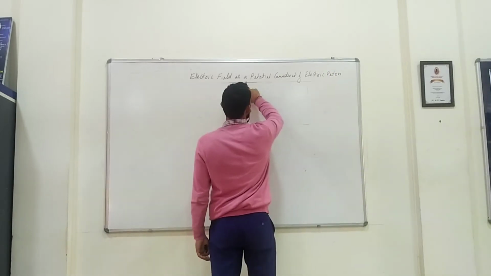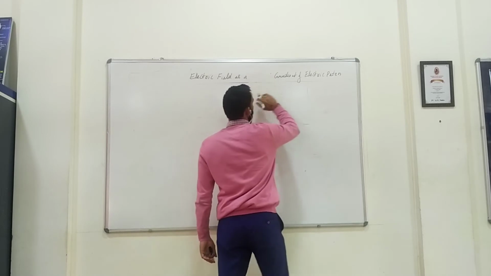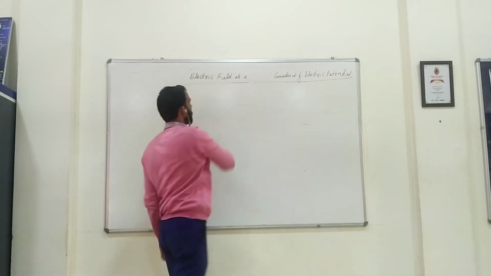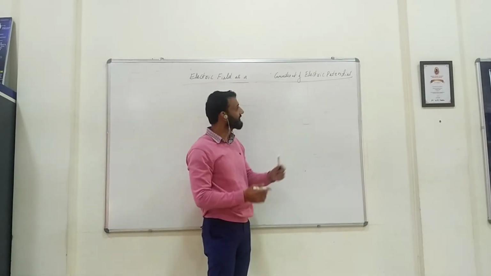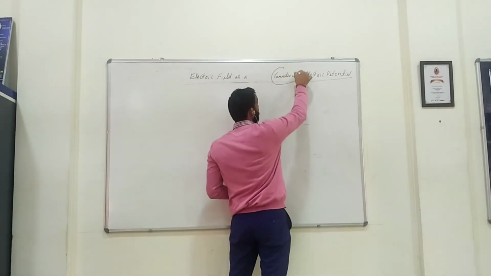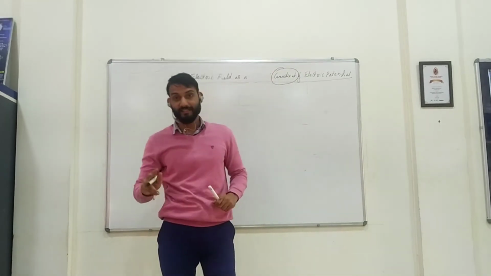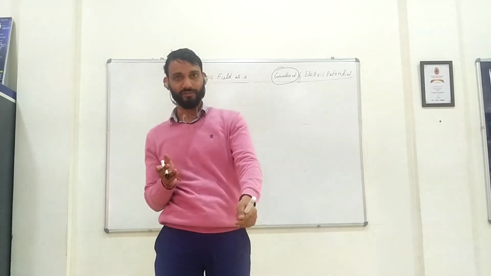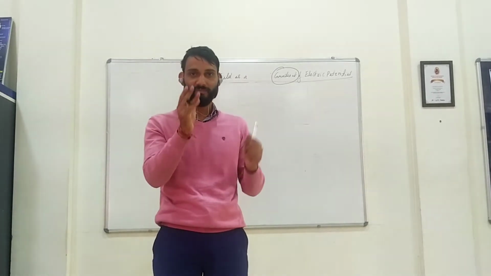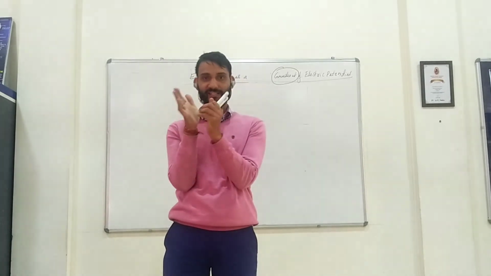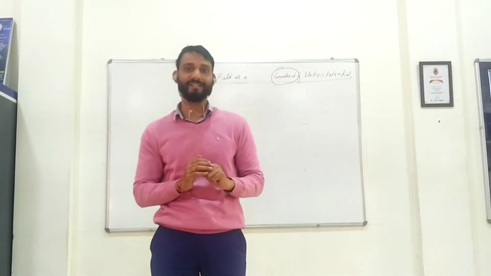Electric field as a gradient of electric potential. So this is the next topic. Now what do you mean by this word gradient? In physics we always deal with two words. One, rate. Rate means with respect to time. And gradient means with respect to distance. So any physical quantity changing with respect to distance is known as gradient.